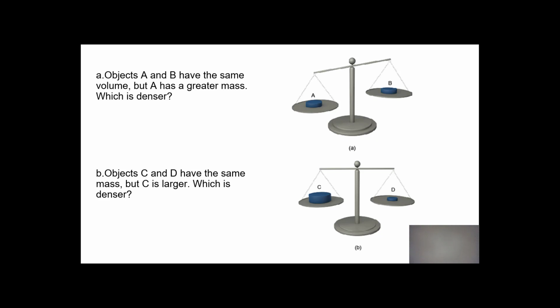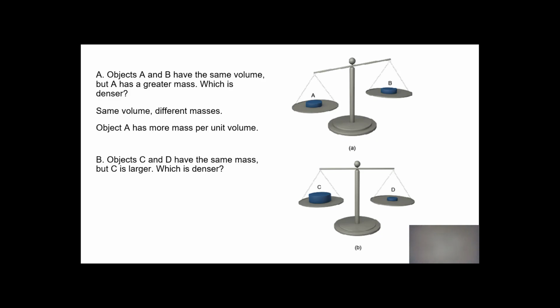They can have the same volume, but the brick is always going to have a greater mass. So if you said same volume, different masses, A has more mass per volume. So it's more condensed, with molecules shoved together, than B. Objects C and D have the same mass, but C is larger. Which is denser? Same mass, but different volumes. Object D has more mass per unit volume.